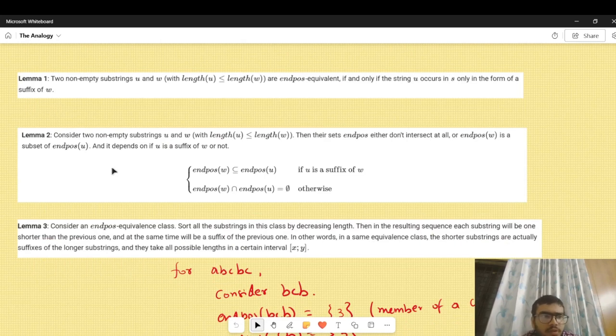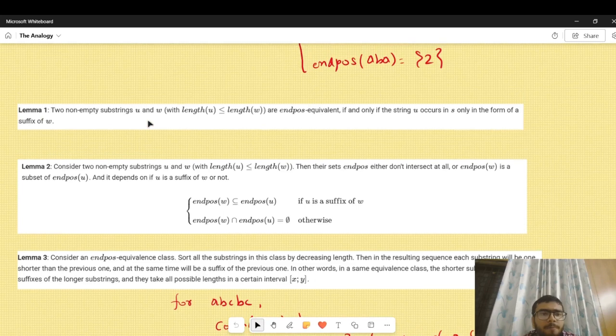Okay, so now let's discuss three lemmas which will be useful later as well. Suppose we have two non-empty substrings u and w, with length of u being less than or equal to w. Then this lemma says that they are npos-equivalent if and only if the string u occurs in S only in the form of a suffix of w.